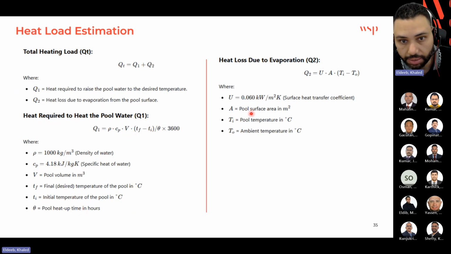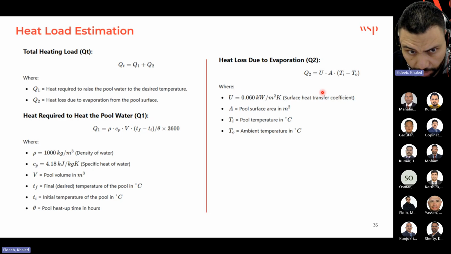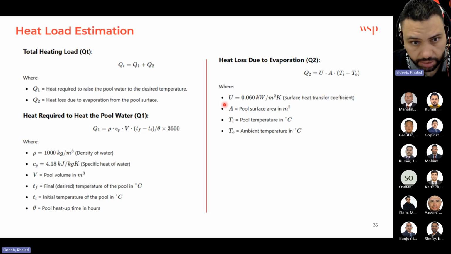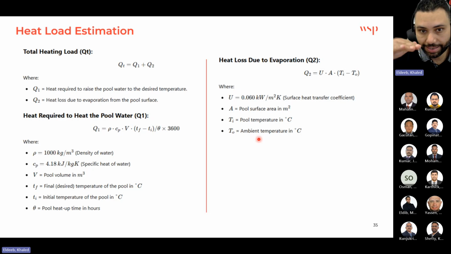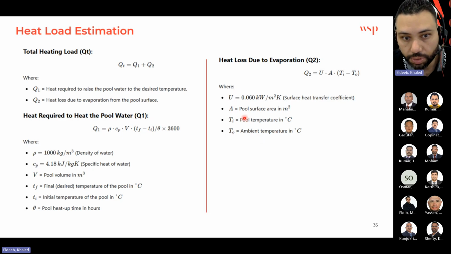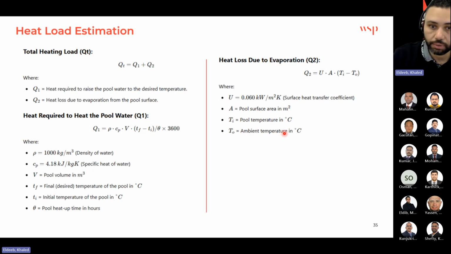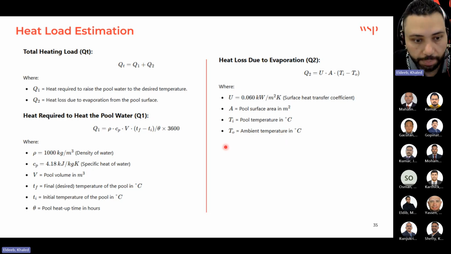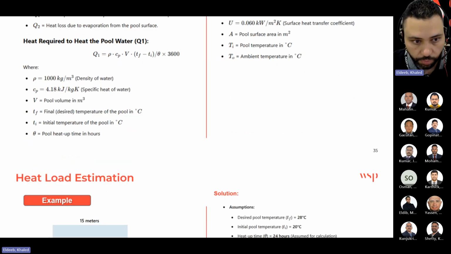This is number one. And here Q2: the U is the heat transfer coefficient between the water surface and the air, and the pool surface area, and the delta T here is between the pool temperature and the ambient air temperature around it, because we have heat losses from the pool surface to the ambient air or the indoor air, whatever the design of this pool.